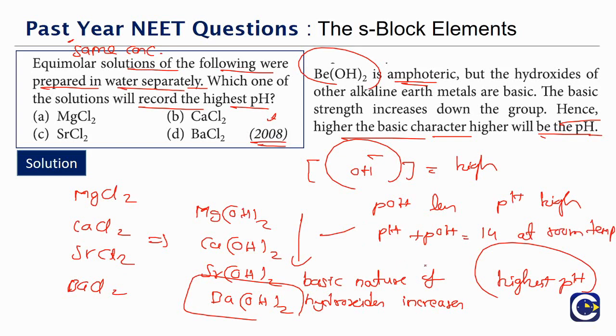Coming back to the question, what is the correct answer? Option D. High pH means more basic solutions. Barium hydroxide, which is formed by the hydrolysis of these chlorides, will be the most basic, hence the pH will be highest in that case.